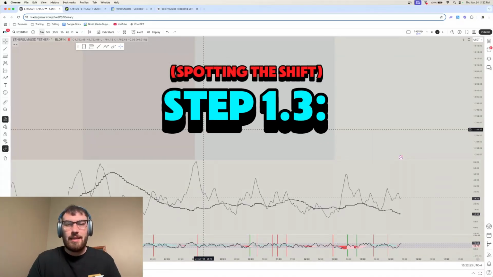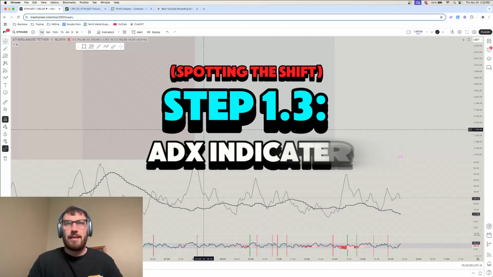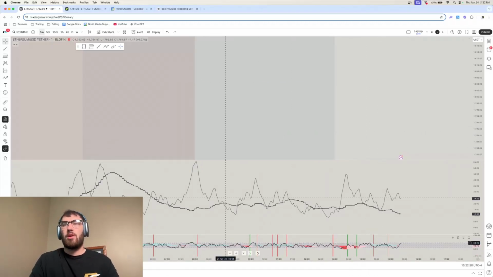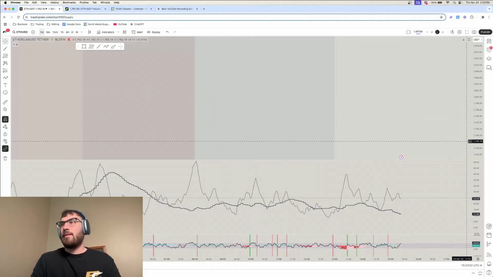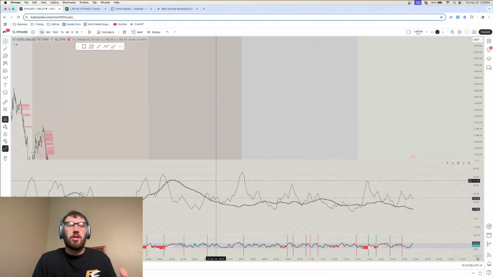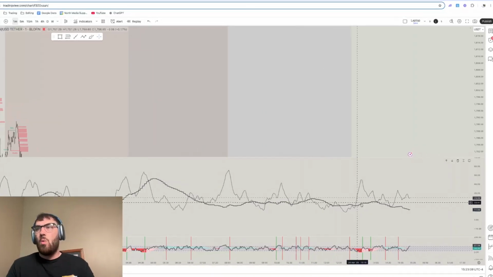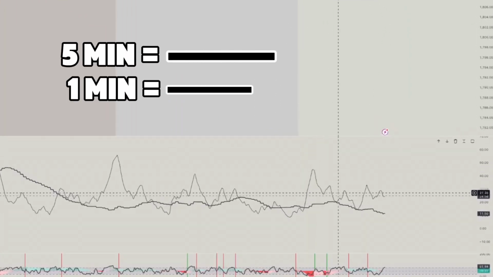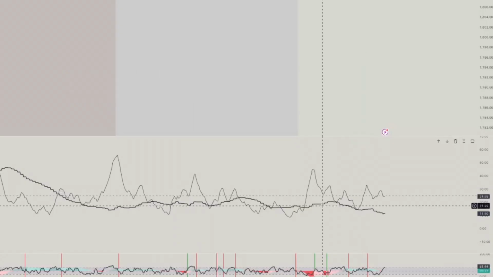The last thing in spotting the shift is your ADX indicator. Now you see down here we have our RSI indicator. We already talked about a change of character. Now the last step is looking at your ADX levels, which is the strength of the trend. If you see, there are 2 lines here. One is the 5-minute, the thin one is the 1-minute chart, and this is showing how strong the current trend is on that time frame.